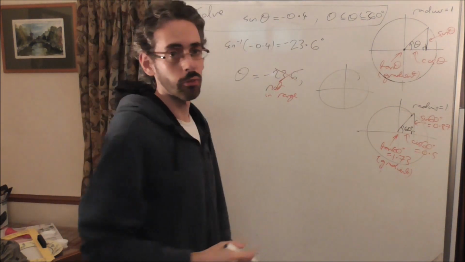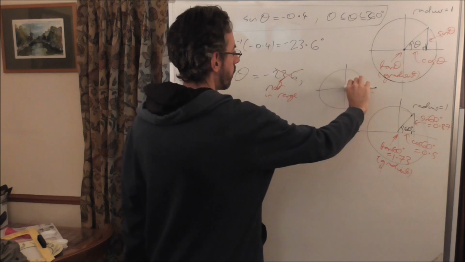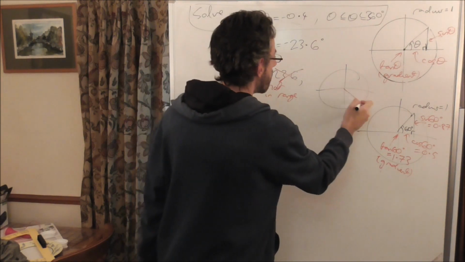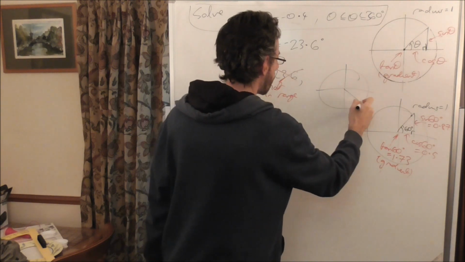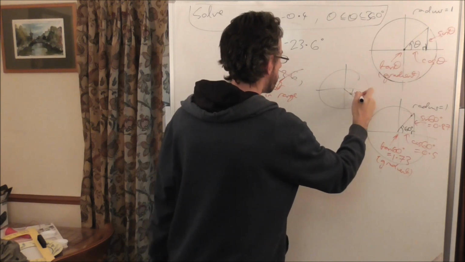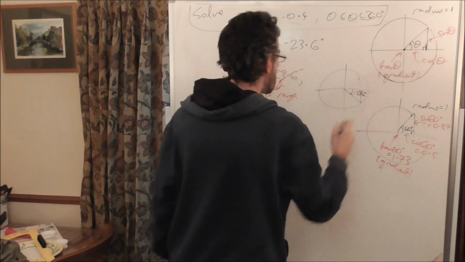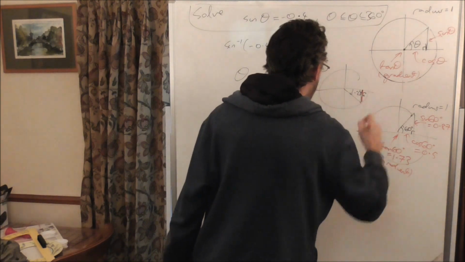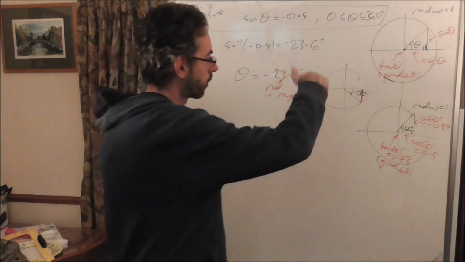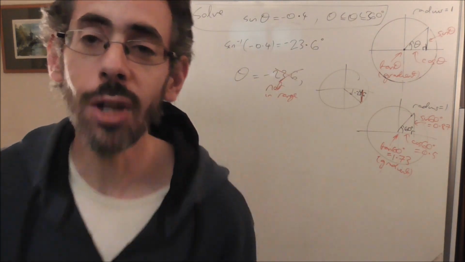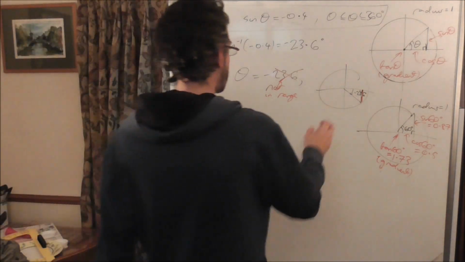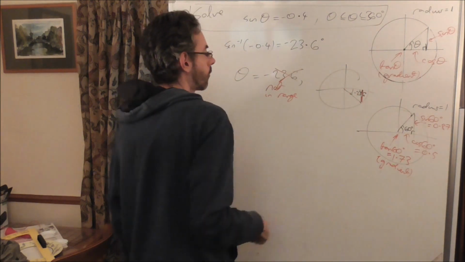So where is minus 23.6? Well, from 0, it's 23.6 clockwise round, because you measure negative angles by going clockwise. So this is minus 23.6, somewhere there. And this angle has a sine value of minus 0.4. In other words, the height of the triangle is minus 0.4. It's 0.4 going down. I'm looking for other angles with the same sine value. So can I draw another triangle in this unit circle with the same height?